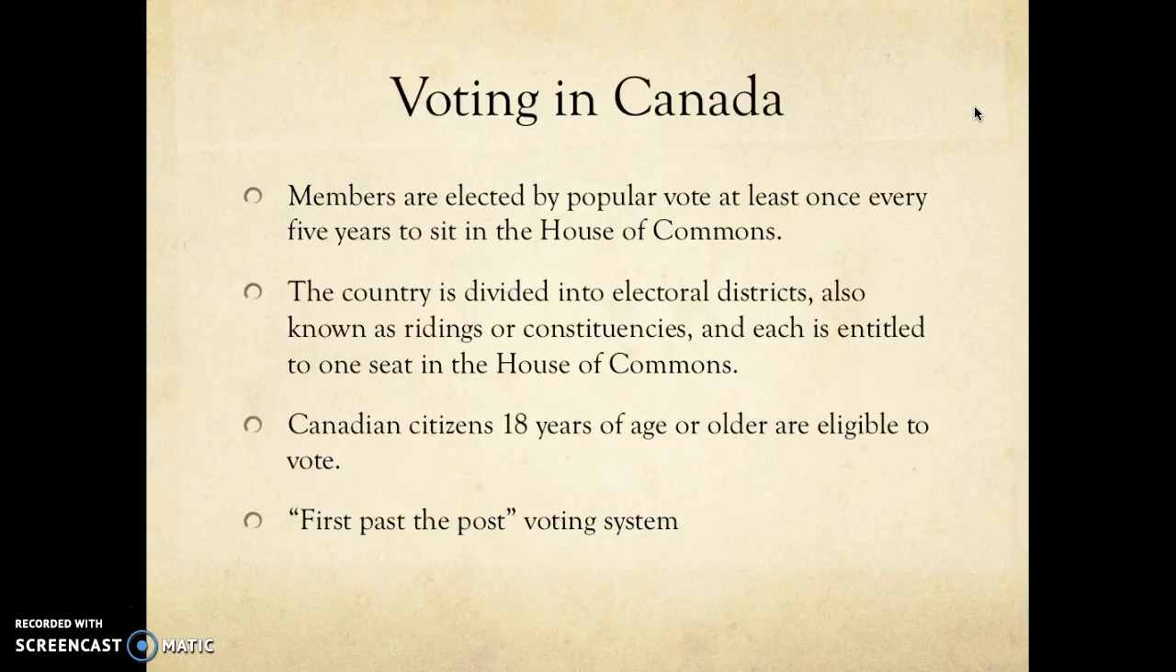Canadian citizens 18 years of age or older are eligible to vote. First past the post is the voting system used here in Canada. Elections at the federal level are simultaneous and nationwide. Voting is by secret ballot, and a voter may cast only 1 vote for only 1 person on the ballot. To be elected, the candidate who gains the most votes wins, even if he or she has received fewer than half the votes. This voting system is known as first past the post, a single-member, simple plurality voting system.